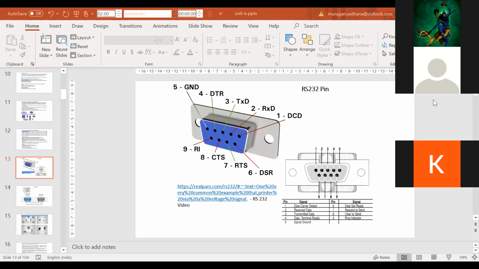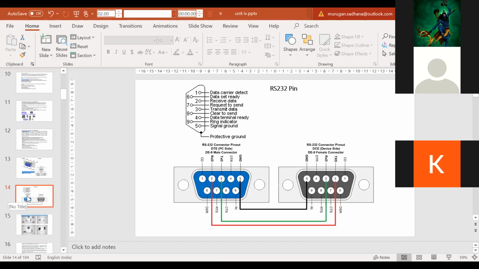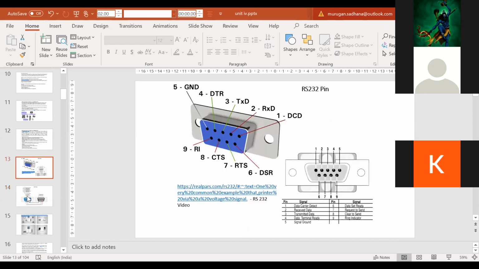What are the 9 pins? Ground pin, ma'am. Transmit data pin. Receive pin. Request to send pin. Clear to send. Data set ready. Pin 10 is the test pin.